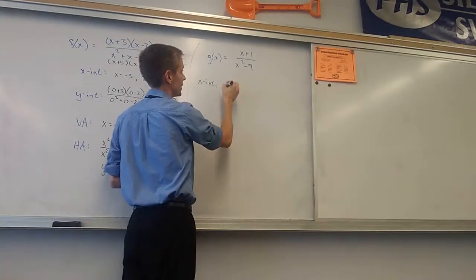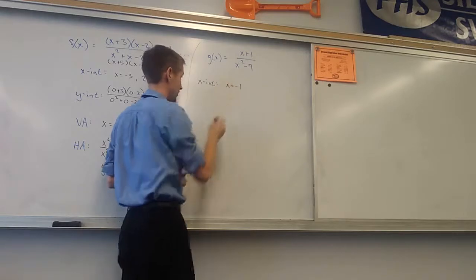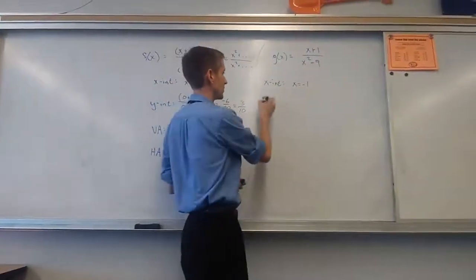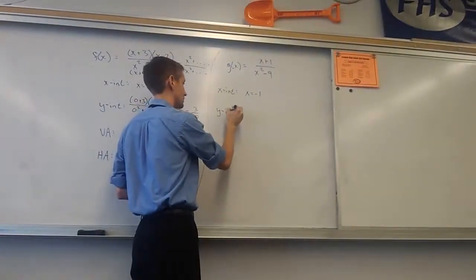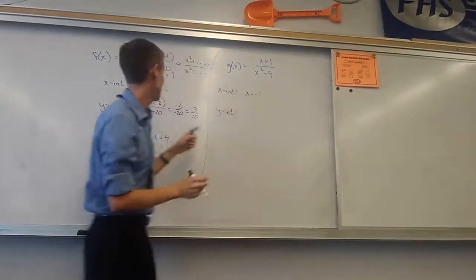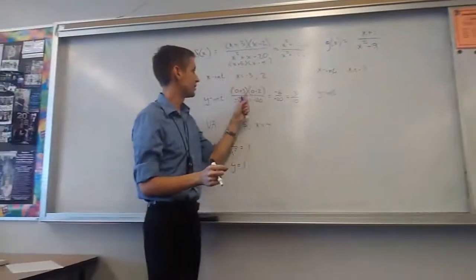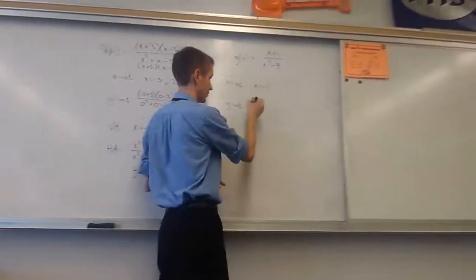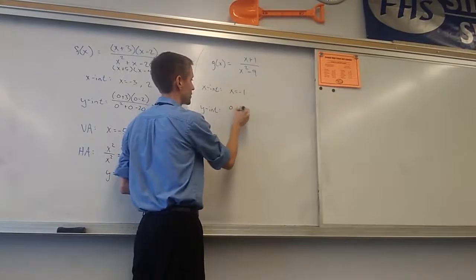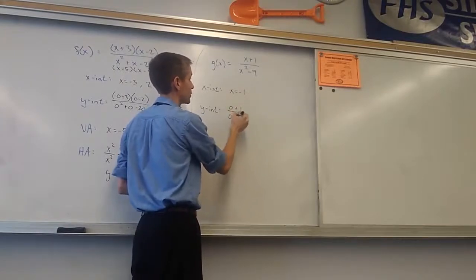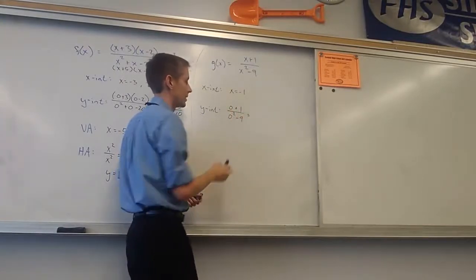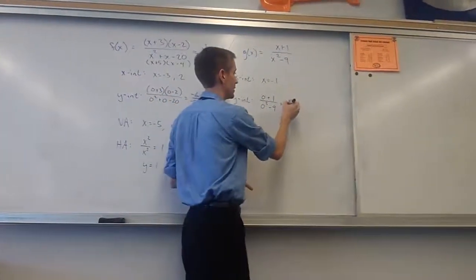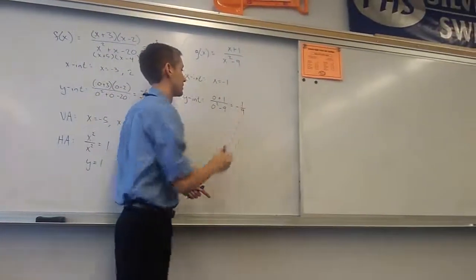For the y-intercept, back here we substituted in a 0 for each one of the x's. We're going to do the exact same thing over here. So 0 plus 1 in the numerator, 0 squared minus 9 in the denominator. I end up getting a 1 in the numerator, -9 in the denominator, so -1/9 is our y-intercept for this function.